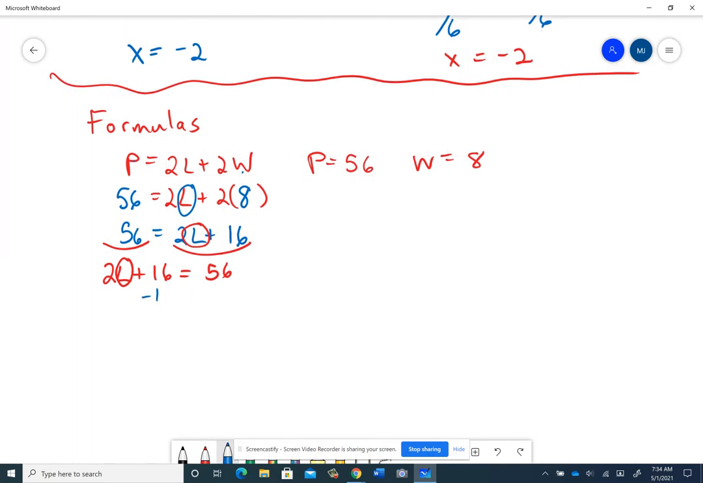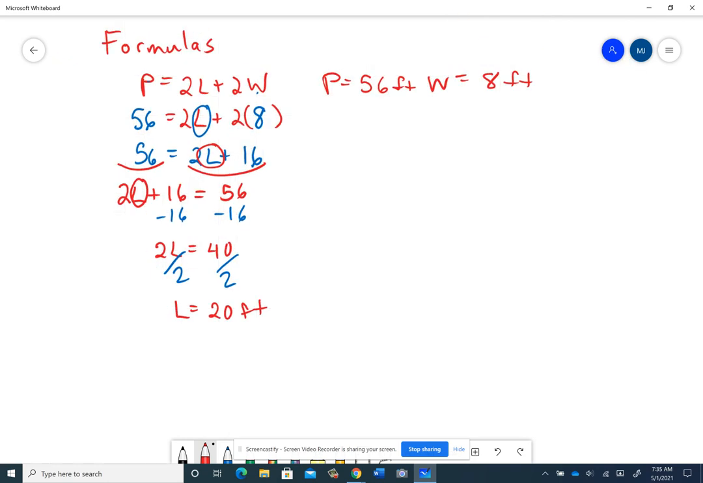Then I can take away the 16 from both sides. And that leaves me with 2L equals 40. And then I can divide by 2 on both sides. And I wind up with L equaling 20. And that's all there is to it. Now, perimeter would have been in a unit like feet or something. They didn't put the units. But if this had been feet and this had been feet, then this would have been feet. Okay? All right, so that's problem number 17.